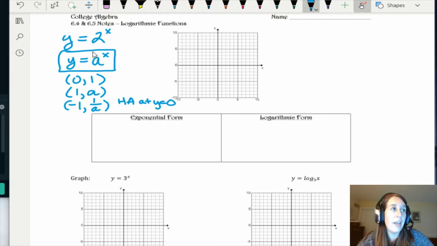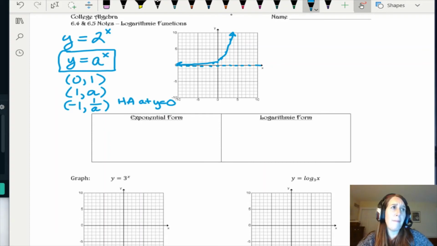So let's graph that. And the reason I wrote 2 to the x up here is so we could really just graph it without worrying about a's. Okay, so we have (0, 1), (1, 2), and (-1, 1/2). Okay, you could put more points in if you want to, like 2. If you put 2 in, you get 4, right? So (2, 4), (3, 8). And this is our exponential function.